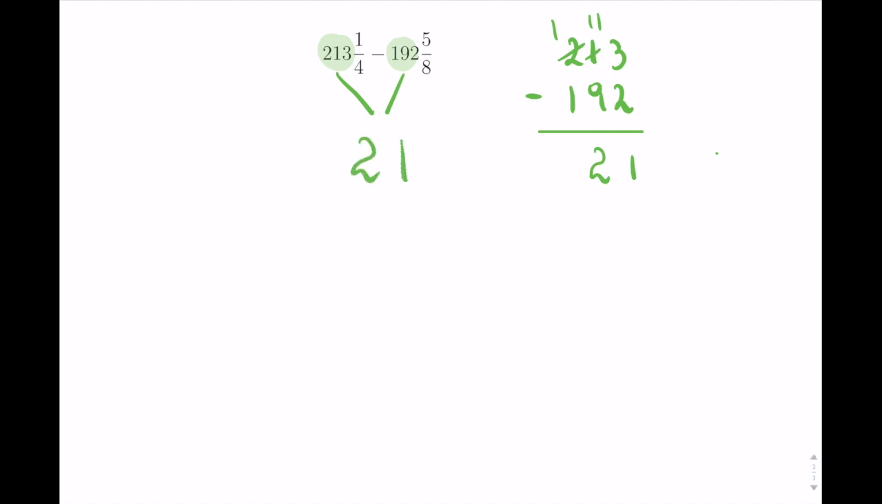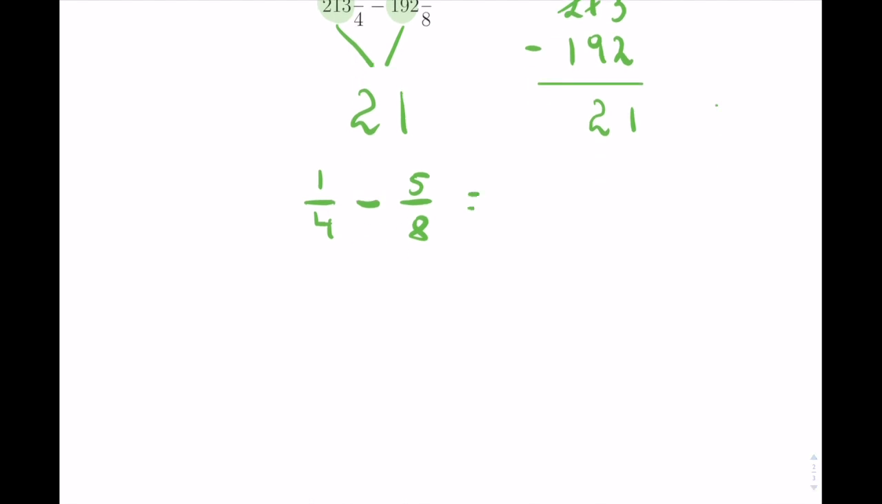Next, I will do 1 over 4 minus 5 over 8. I need a common denominator between these, so that's going to be 8.